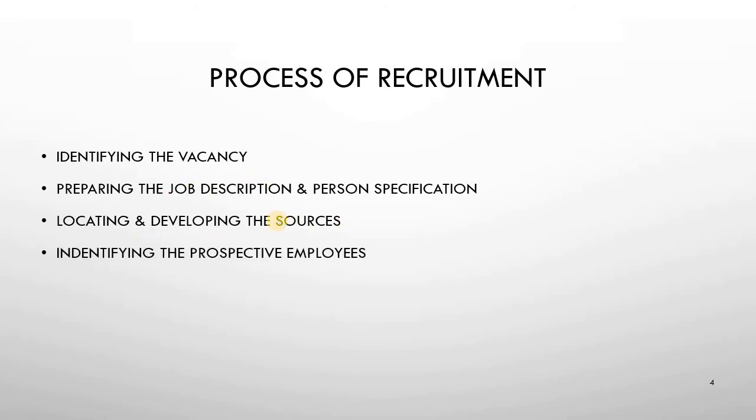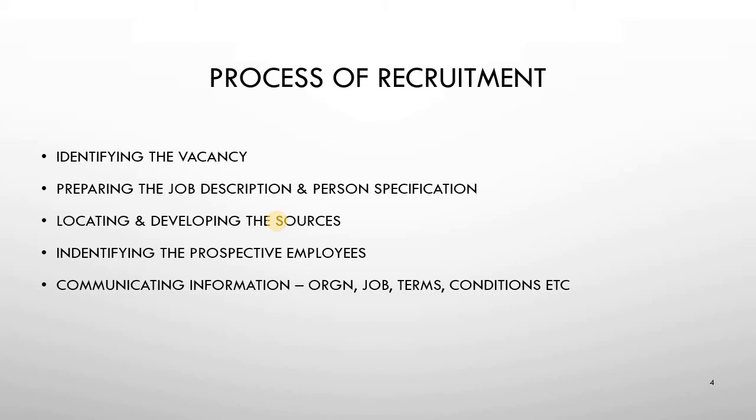Then the fourth stage is identifying the prospective employees. In the fourth stage, the company HR department has to identify the prospective employees. It's not for everyone. Those who are really qualified, really eligible for that job, have to apply. For example, for the post of accountant, it's not every person who has done graduation who can apply. The person who has done a BCom degree or BBA degree can apply for the job. So they are the suitable candidates for this particular job.